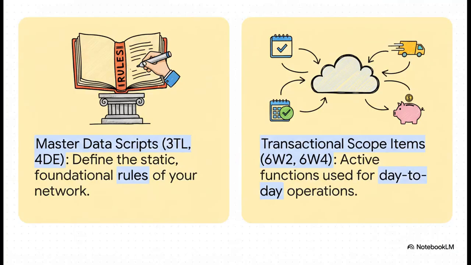Now, this is a really, really important distinction to understand. On one side, you have your master data. These are the static, foundational rules of your network. Think of it like writing the Constitution. Codes like 3TL and 4DE are used to define who your carriers are and how much you'll pay them. That's the rulebook. On the other side, you have the active transactional functions. These are the tools in your daily toolkit, like 6W2 and 6W4, that you use to actually plan a shipment or settle an invoice based on the rules you already wrote. So you have the rulebook and you have the toolkit you use every day.